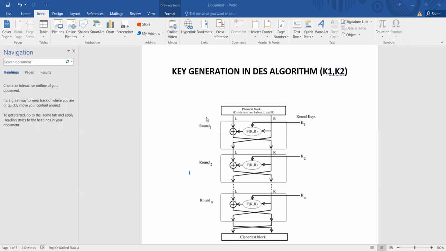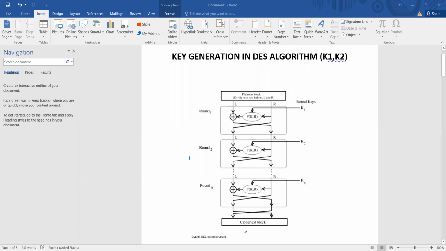We all know the process of the DES algorithm, where it contains 16 rounds and each round requires a key which is generated by the key generator. Today we are going to look into the algorithm required for the key generation, and I will explain the first two key generations in this algorithm. And this is the general feistel structure of the DES algorithm.